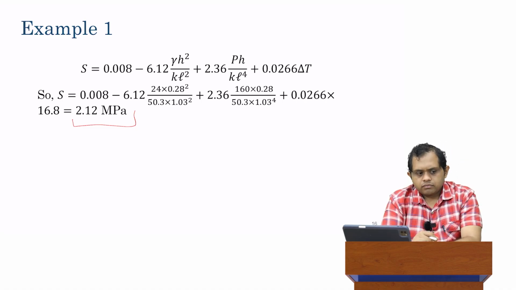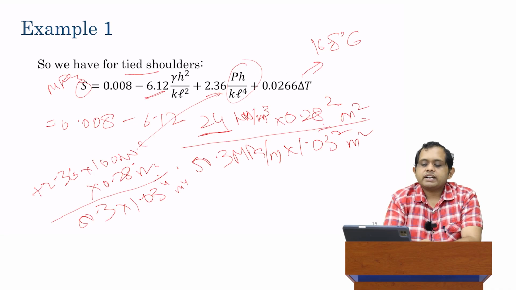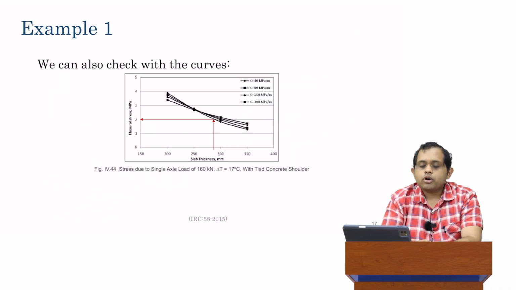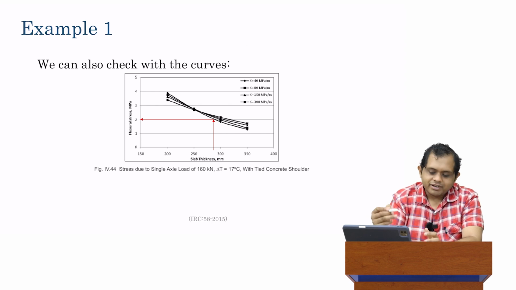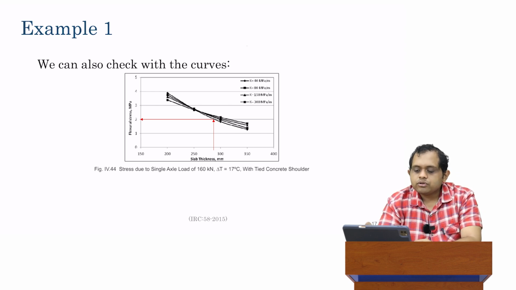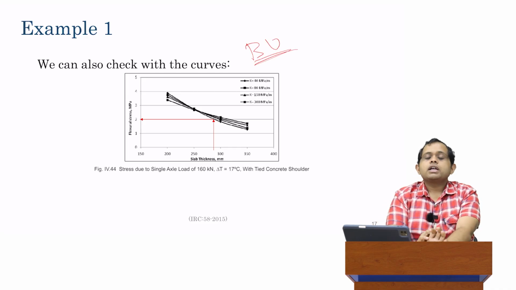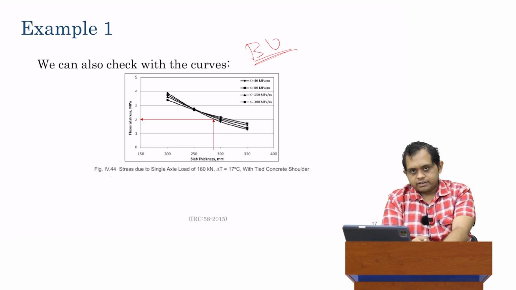Is it correct? We'll talk about that a little bit later. This whole example was for tight shoulders. Before we talk about the correctness of the solution, one way to check the correctness, so I moved the order of the slides, is to actually go back to these charts which are provided. Now, the chart is not directly applicable. If you look at this particular chart, so what do we have? Again, the charts are only provided for bottom-up cracking. There are no charts provided for top-down cracking.